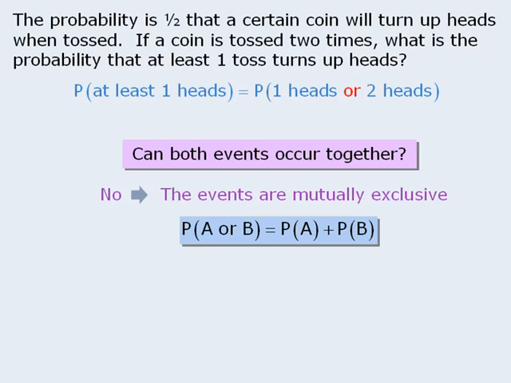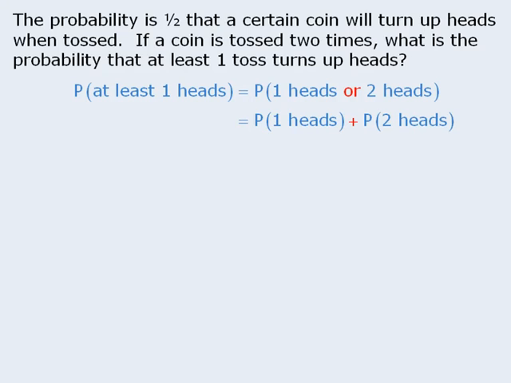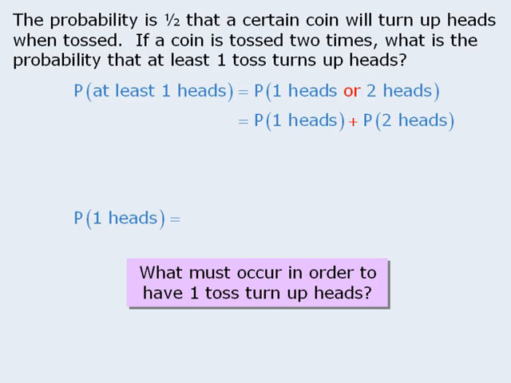When we apply this formula, we get the following. So we can see that we need to find the sum of this probability and this probability. Let's begin with the probability of getting 1 heads. Now at this point, it is unclear how to determine the probability of getting 1 heads. So we should ask, what must occur in order to have 1 toss turn up heads? Well, for this to occur, the first toss would have to turn up heads and the second toss tails, or the first toss would have to turn up tails and the second toss heads.